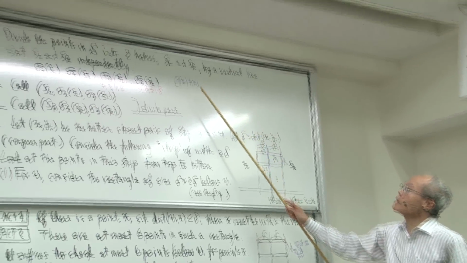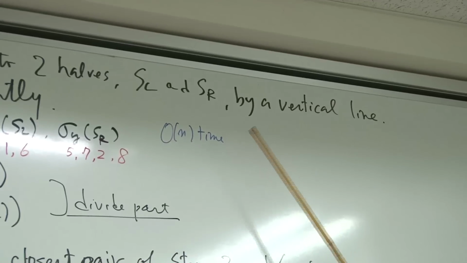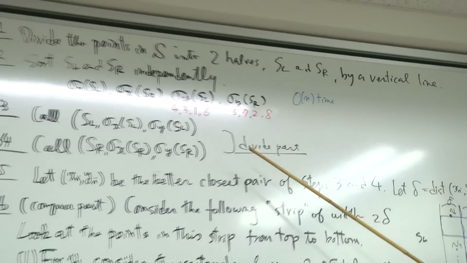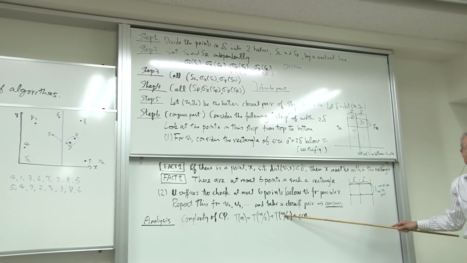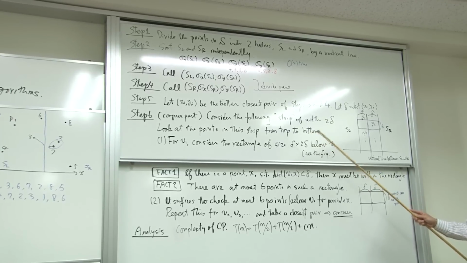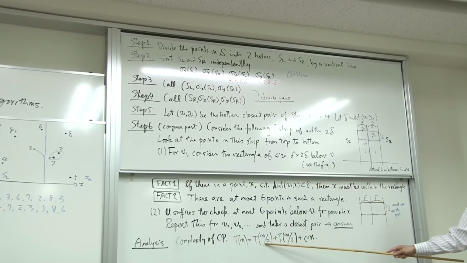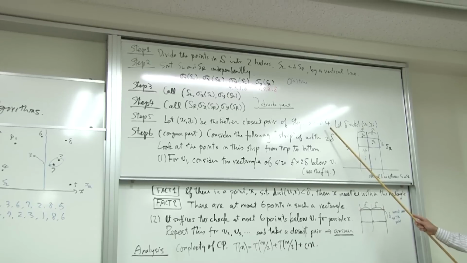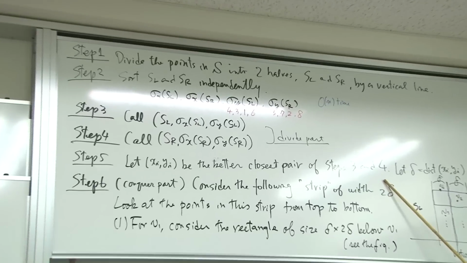Okay, step 1 is very easy, and step 2 is linear time. Step 3 and step 4 is this part, because the size of a cell is exactly one half n. So this is step 3, and this is step 4, and this is again linear time.